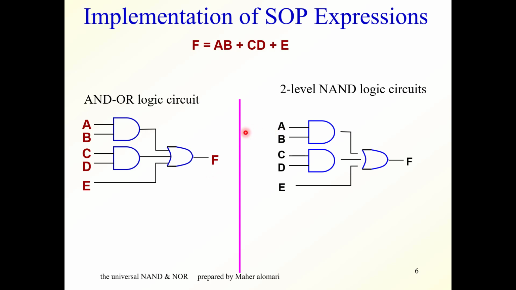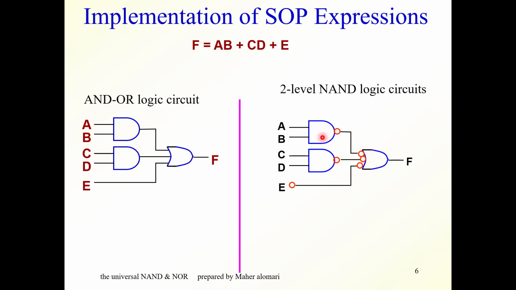Now, if we want to convert this circuit into a two-level NAND gate, we do the following. Notice again that this circuit is the same as this. Now, if we add an inverter here and an inverter here, nothing will change on the path because the signal will be inverted here, then inverted again. If we add an inverter here and an inverter here, nothing will change on the circuit. Also, if we add an inverter here and an inverter here, the circuit will stay the same. That means this circuit is the same as this.